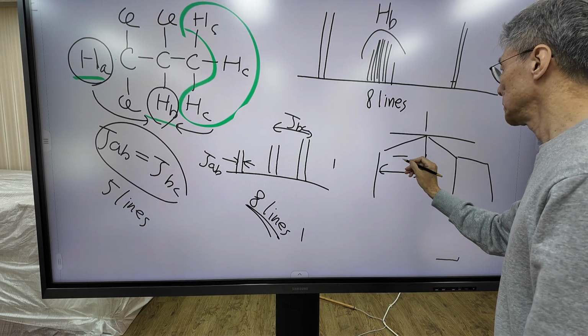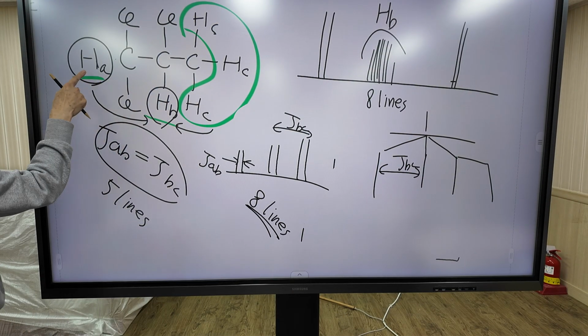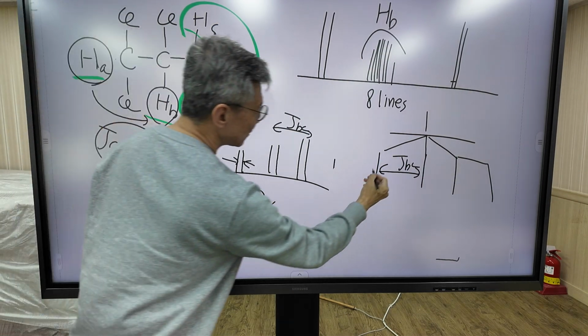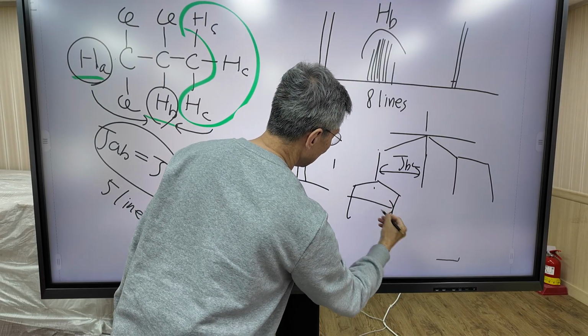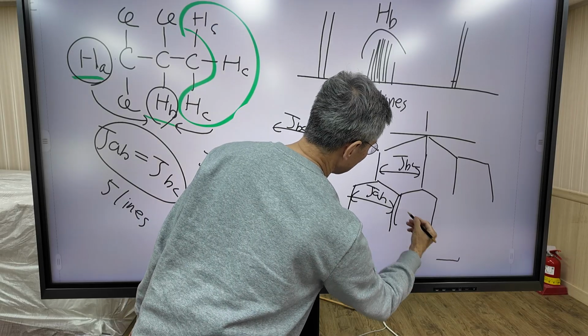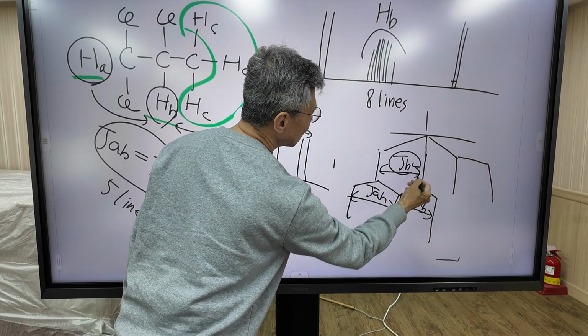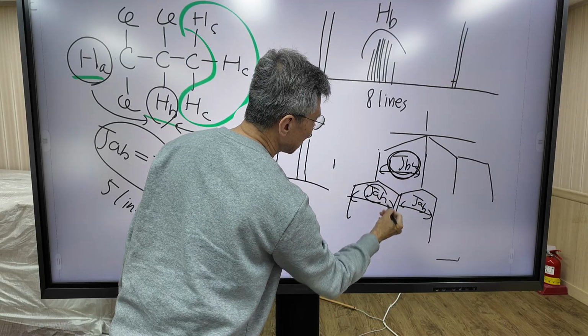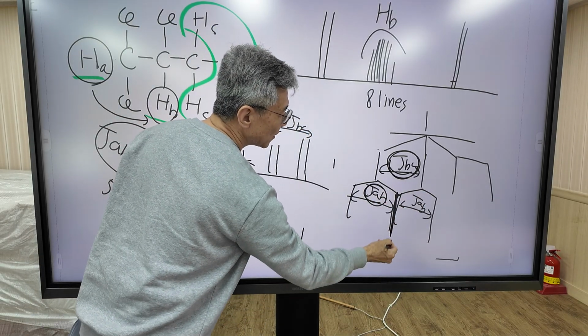This is JBC, and due to the coupling to HA, this line splits into a doublet. JAB. If JBC is equal to JAB, these two lines overlap.